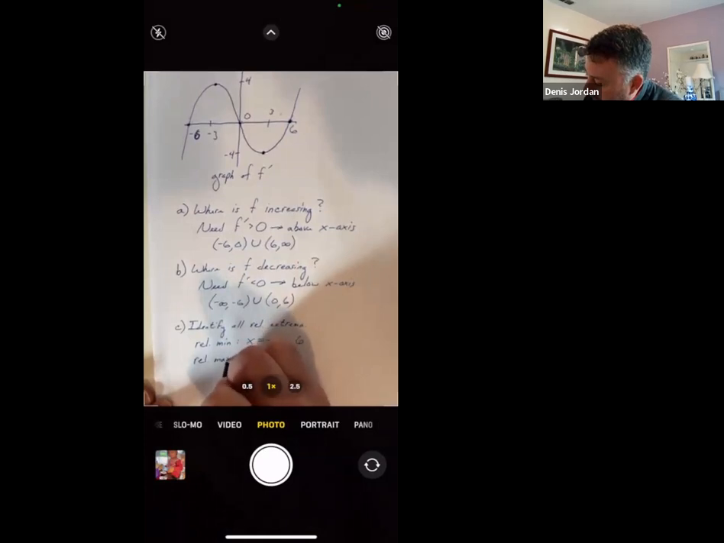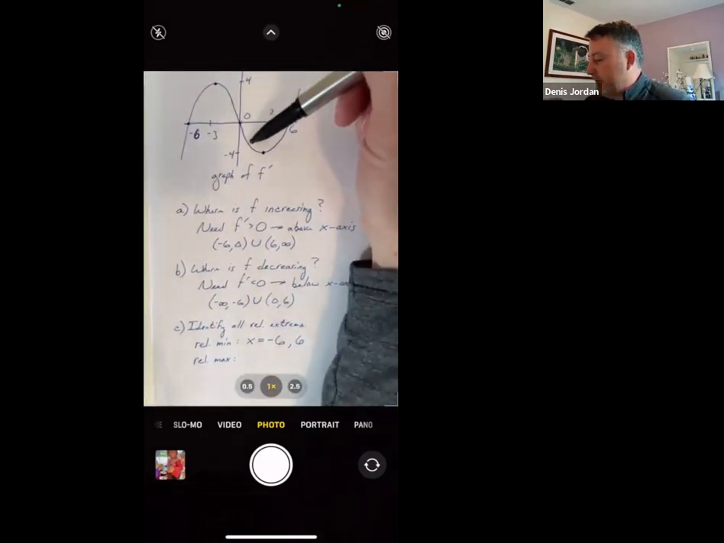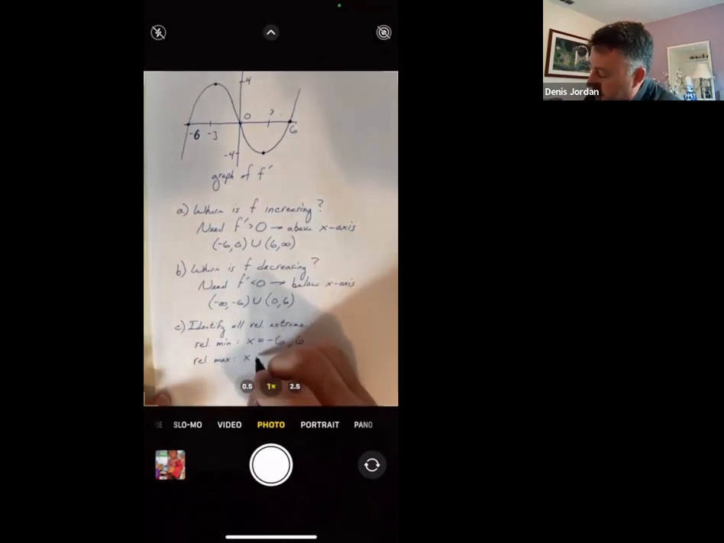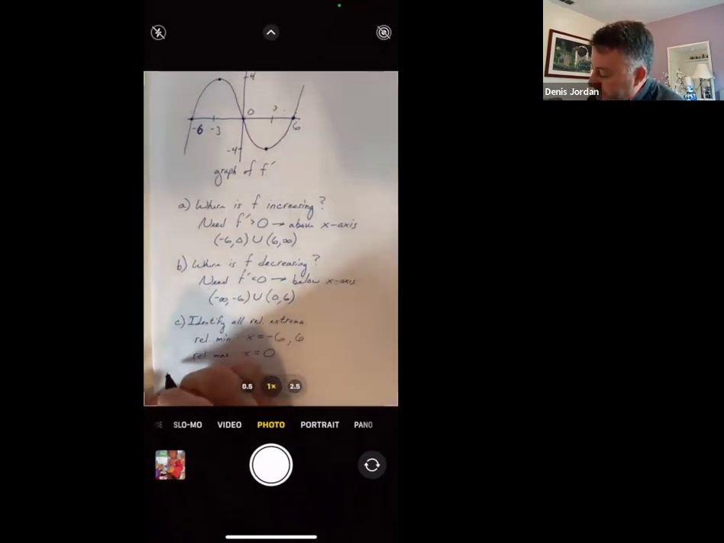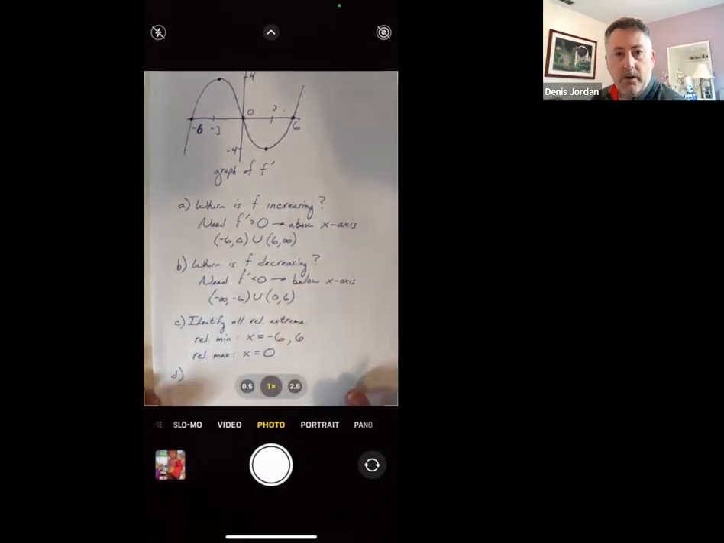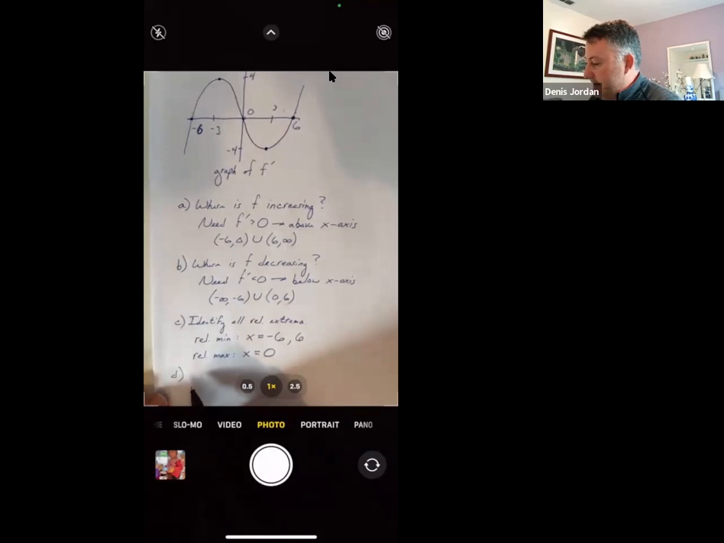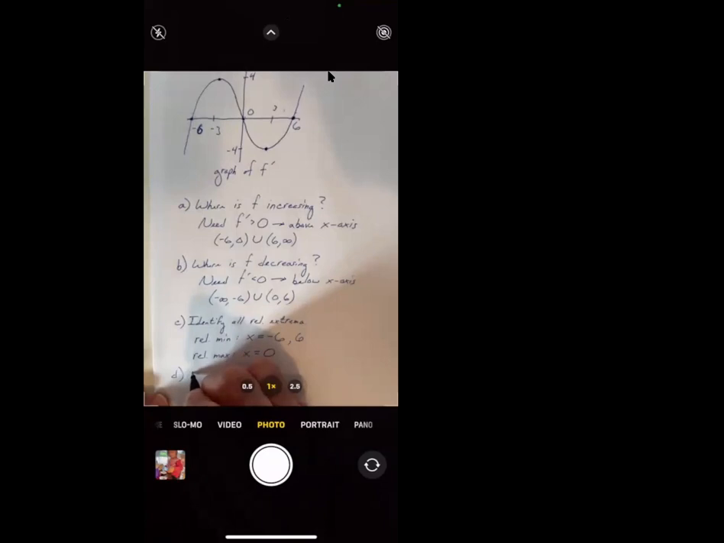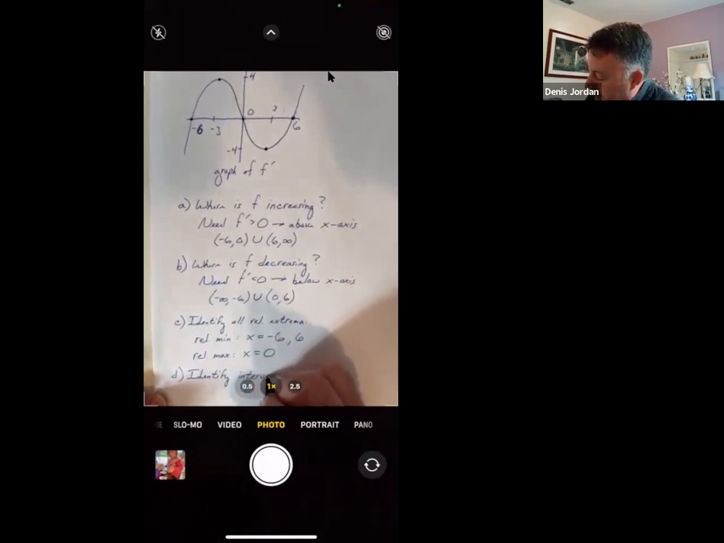All right, so then the relative maxes. That's when it switches from positive to negative, or from above to below. So there's only one, at x equals 0. Okay, and then part D. Let's do it all at once. Identify intervals of concavity.